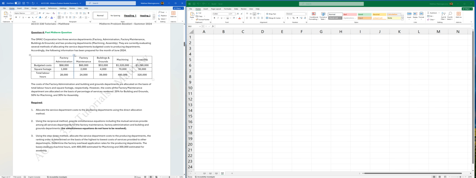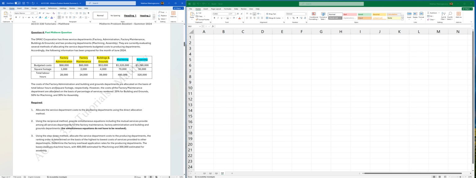The GMAT Corporation has 3 service departments: factory admin, factory maintenance, building and grounds, and 2 producing departments, machining and assembly. They're currently evaluating several methods of allocating service department budgeted cost to producing departments. Accordingly, the following information is prepared for the month of June 2024. So they tell you right off the bat, here are our support departments, and here are the operating departments. Now let's see how each support cost is allocated.